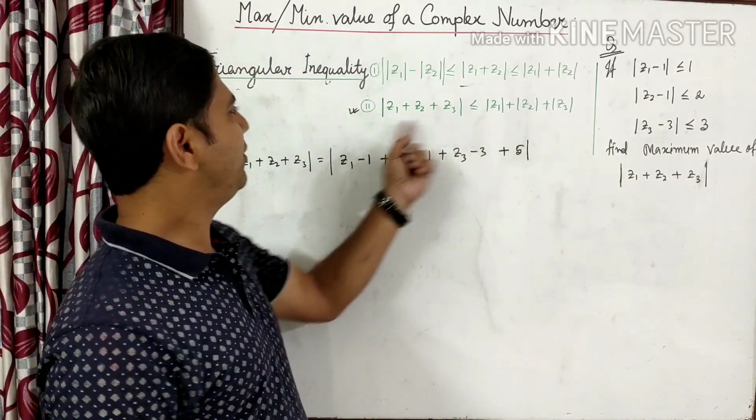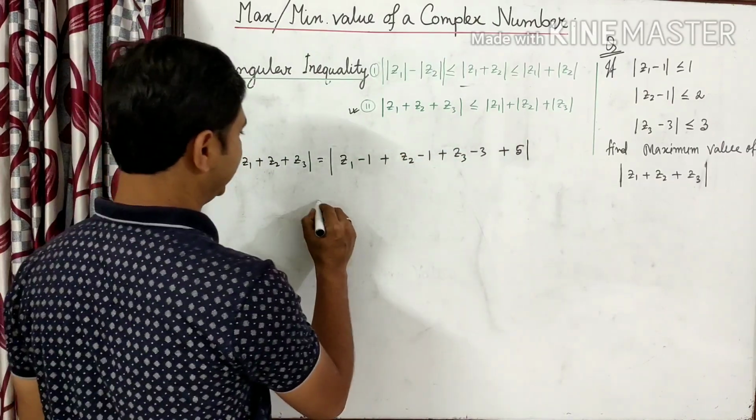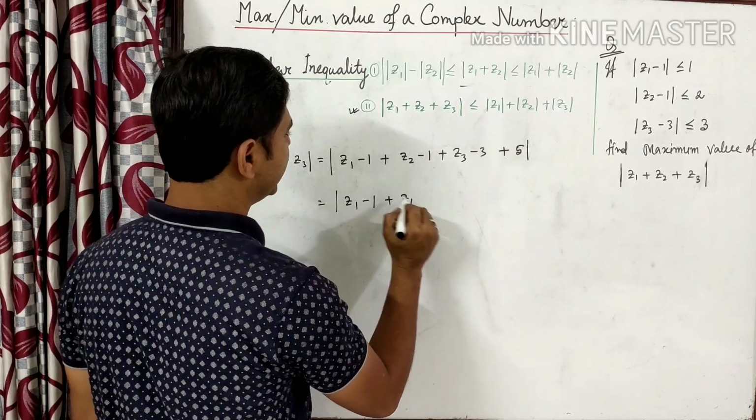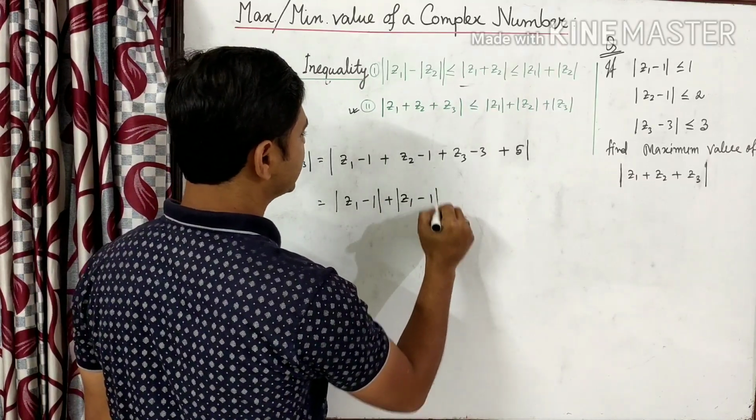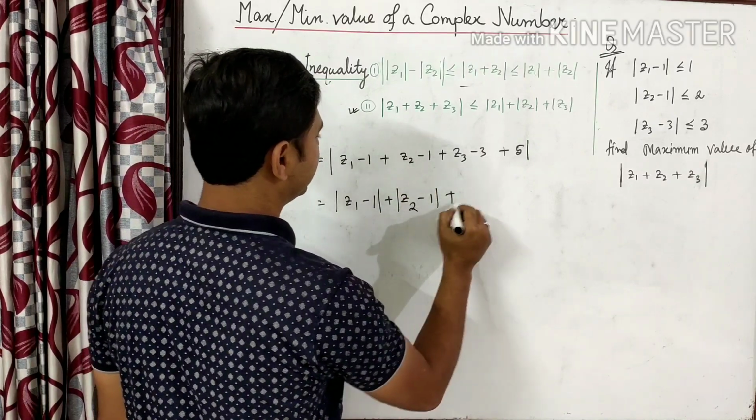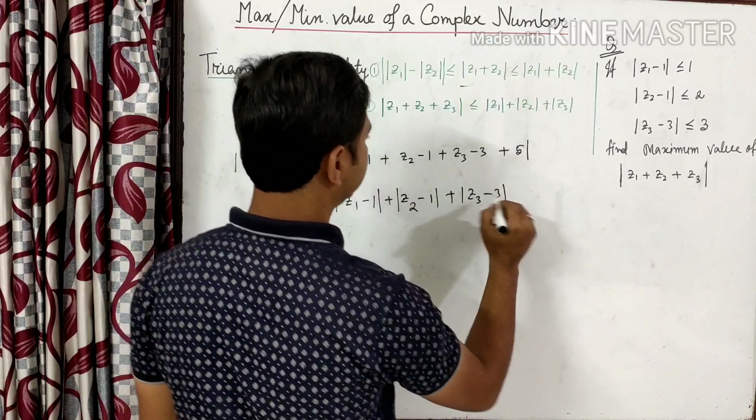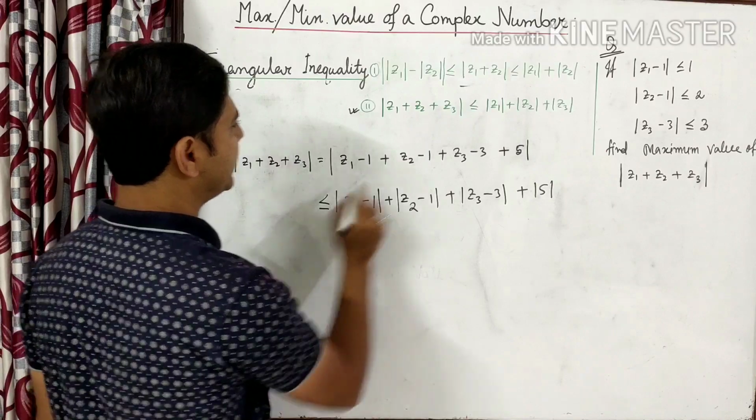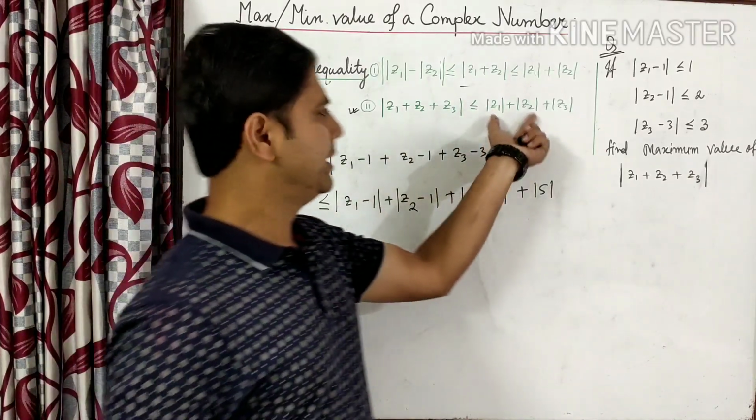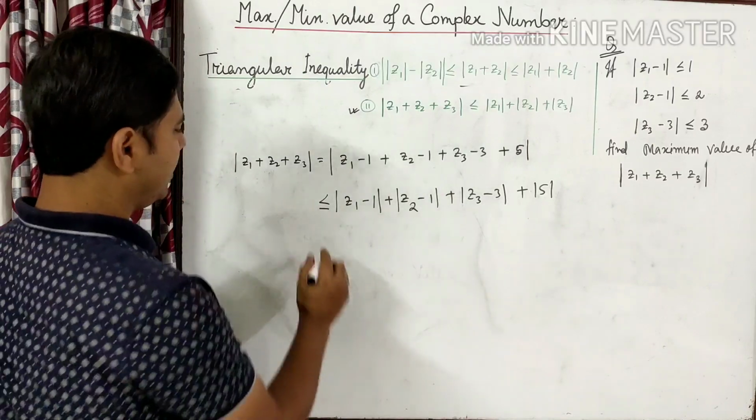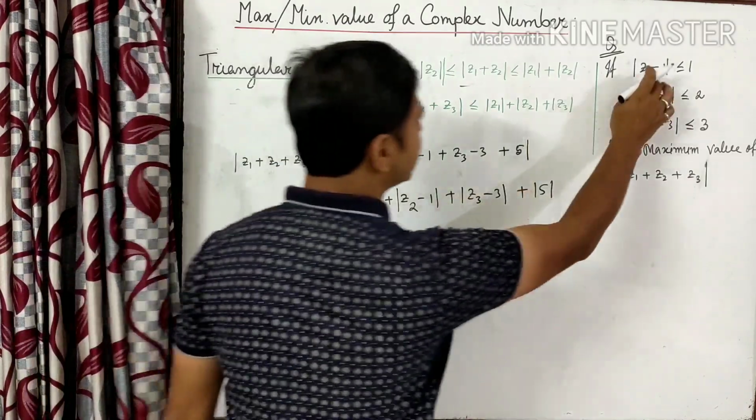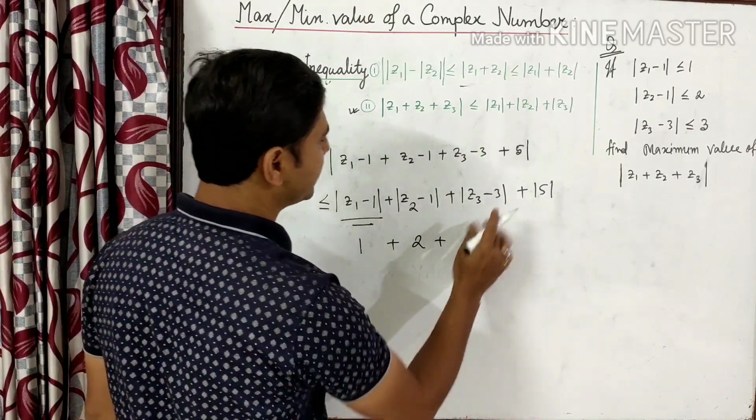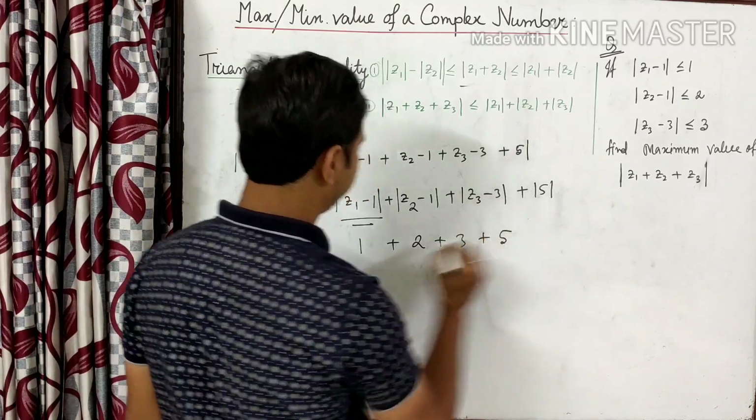Okay. Now with the help of the second one, you can write it like that. Mod of z1 minus 1 plus z2 minus 1 plus mod of z3 minus 3 plus mod of 5. This sign is what? Less than or equal. By using this inequality, now what is the value of this part? This part is equal to 1, this part is equal to 2, this part is equal to 3, and this one is equal to 5.